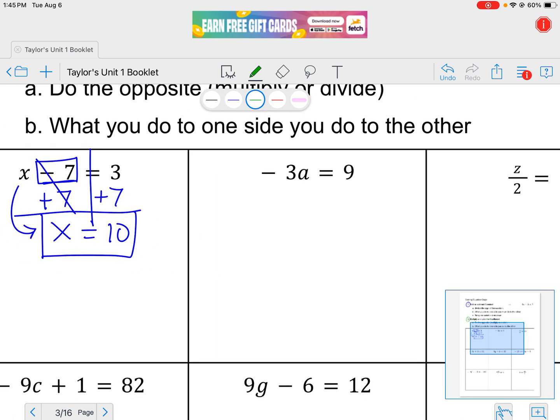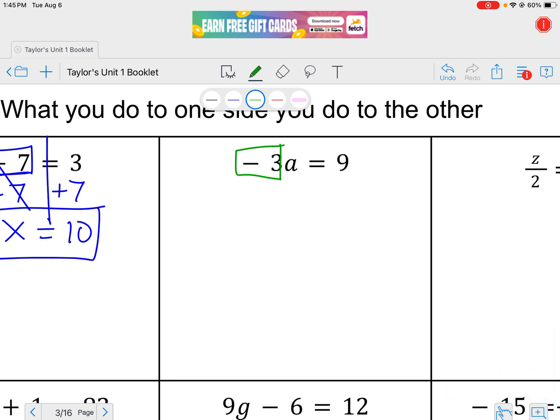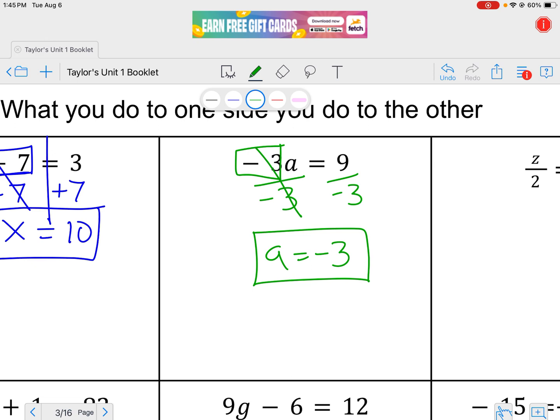So on this next problem, I don't have a constant, I have a coefficient. My coefficient is the number and its sign that are right next to the variable. So any number next to a variable tells me to multiply. The opposite of multiply means I need to divide. When I divide, my -3 over -3 cancels out. That leaves me with an A, and then 9 divided by -3 is -3. So A equals -3.